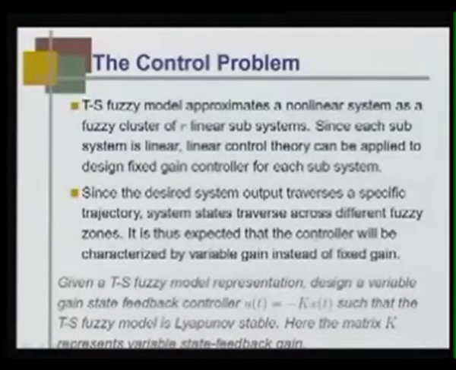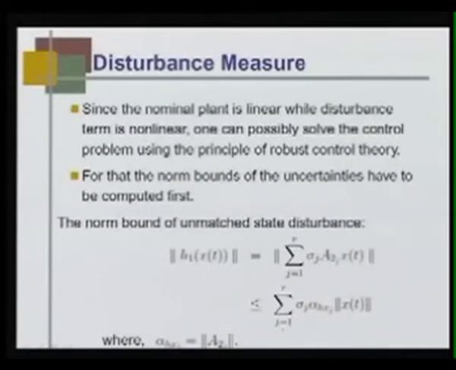I have already discussed. So, the control problem is: given a TS fuzzy model representation, design a variable gain state feedback controller u(t) equal to minus K x(t), where K is the variable gain, such that the TS fuzzy model is Lyapunov stable. Here the matrix K represents variable state feedback gain. It is not a constant gain as in case of a linear system.